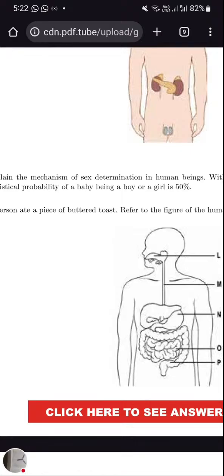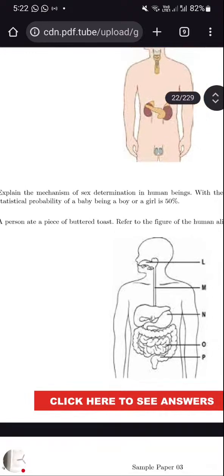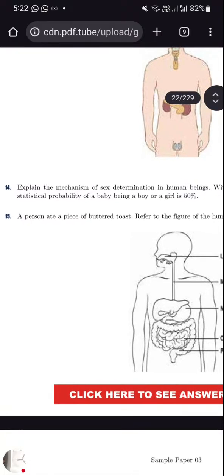So I'll be waiting for you. A few minutes. Complete that answer on sex determination. And here is one more part they asked: there is a statistical probability of the baby being a boy or girl, 50%. Explain. So you need to explain how there is a 50% chance for the male and 50% chance for the female.